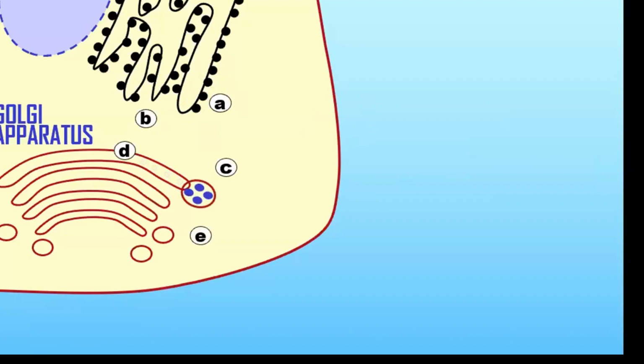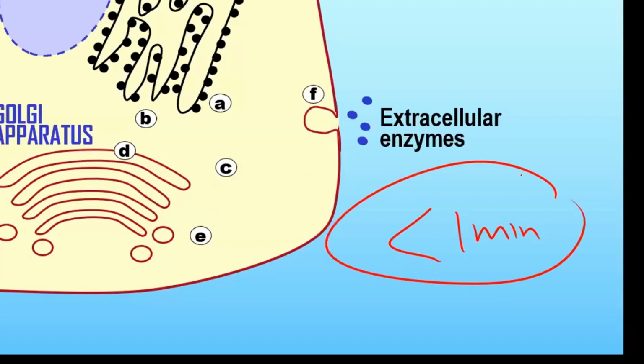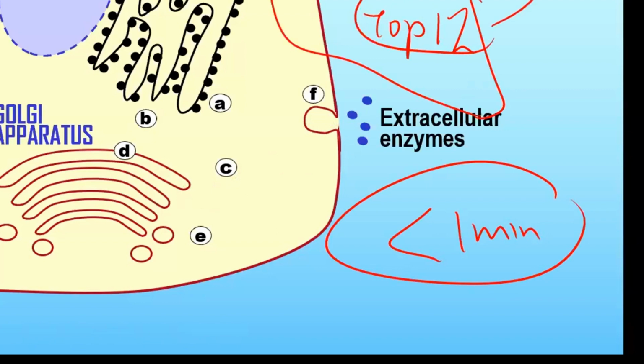Packed in what vesicle? Secretory. Vesicle rembesan. What F word? I pray and hope everyone says the right F word. Yeah, fuse. Release out, extracellular. Guys, revision is less than 1 minute. If you can revise a process in less than 1 minute, in the whole country, you are one of the top. You are top 1% for that process.